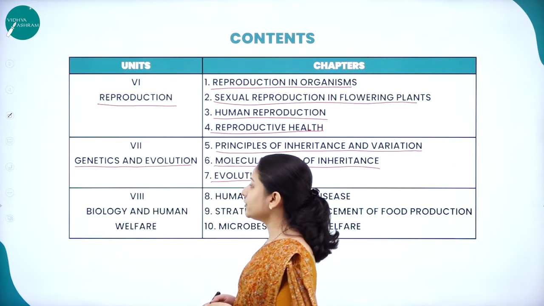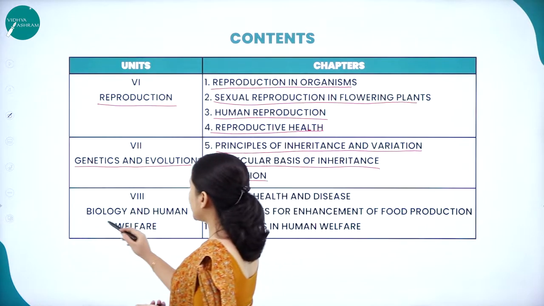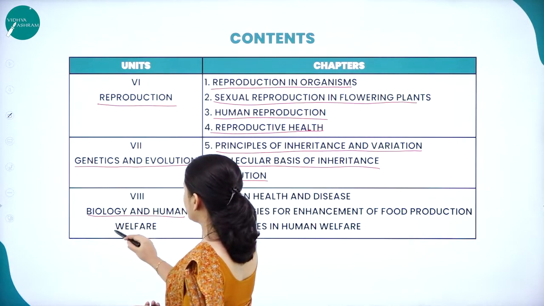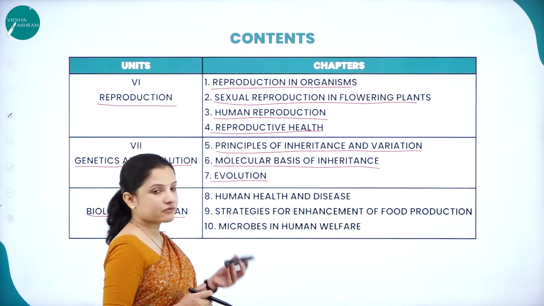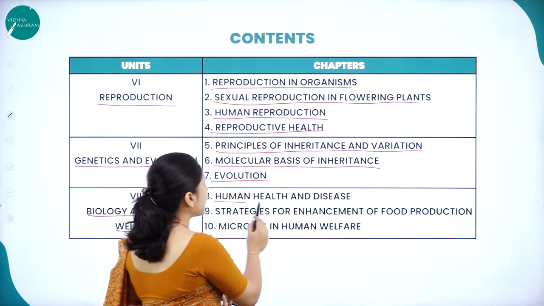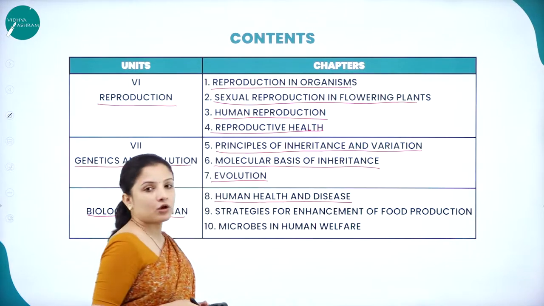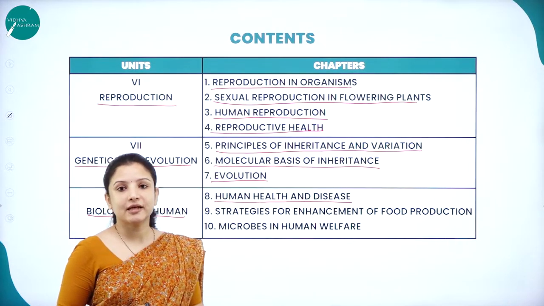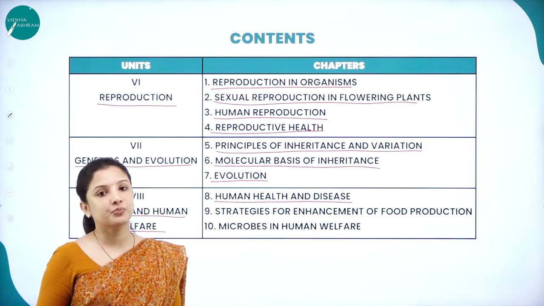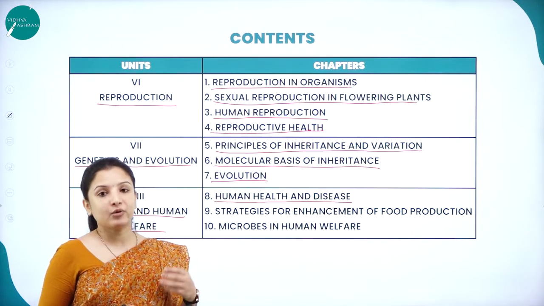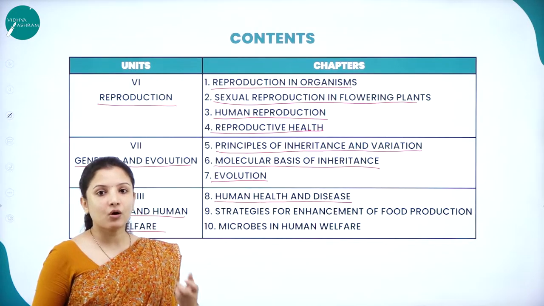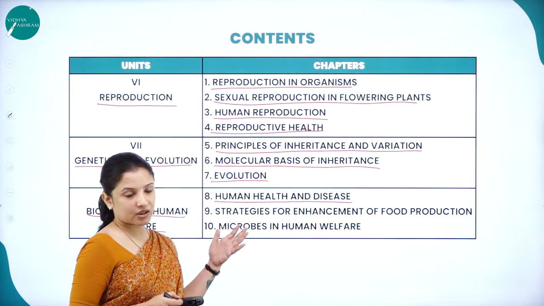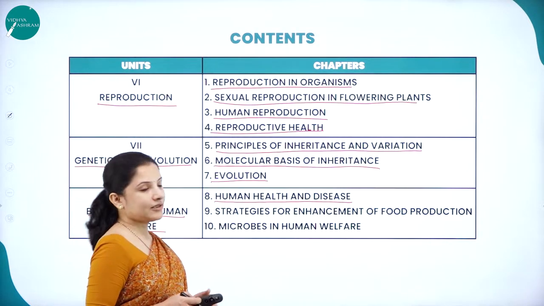Next, moving on to unit 8, which is entirely about biology and human welfare. Under this unit, we have chapter 8, that is human health and diseases. So what are the different diseases that are incurred by humans, how to prevent those diseases, and about drug abuse, how to avoid getting into bad habits, all that is discussed in this particular chapter of human health and diseases.